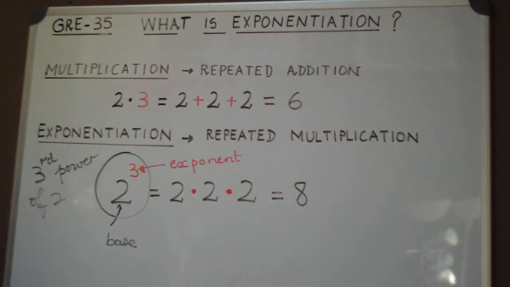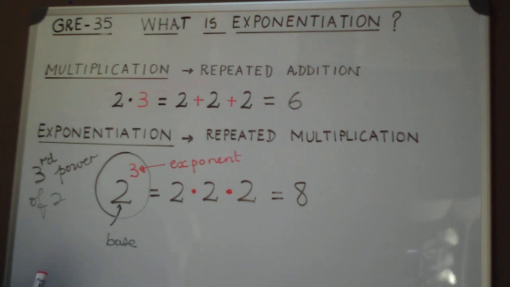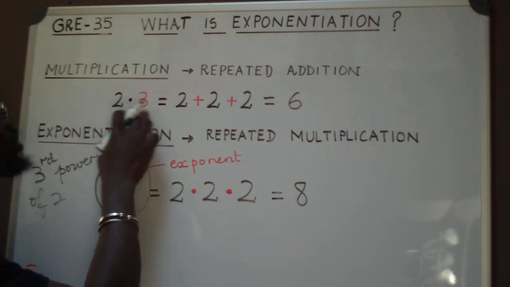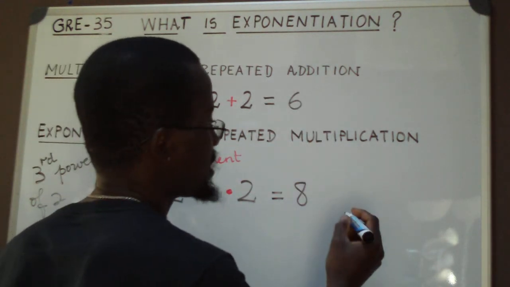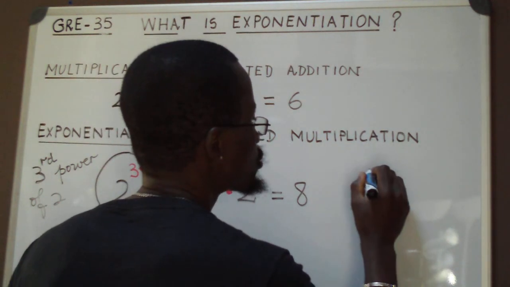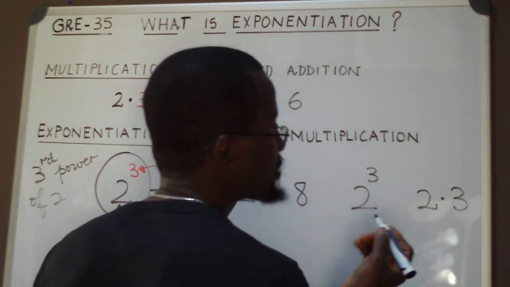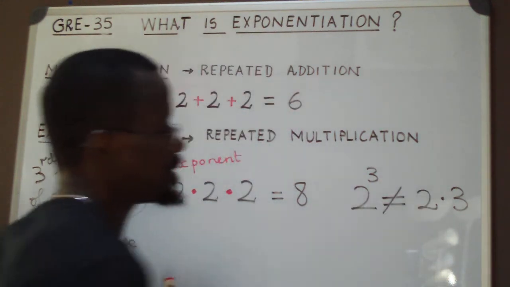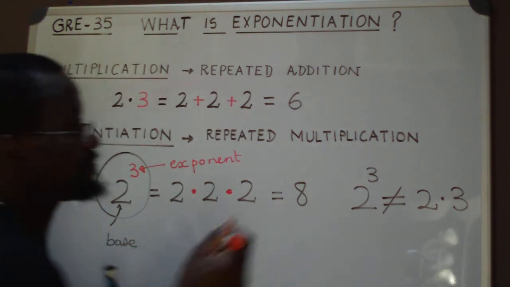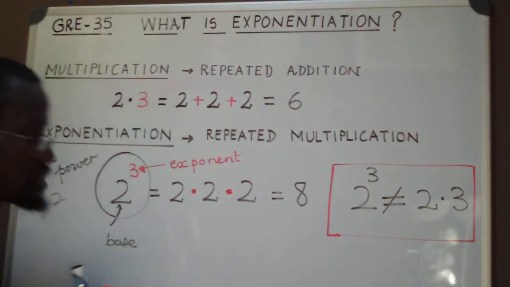So therefore, as you can see, exponentiation and multiplication do not always result in the same answers. So I'm going to say that 2 to the exponent 3 is different from 2 multiplied by 3. And to communicate this fact, I'm going to write that 2 to the exponent 3 is different from 2 multiplied by 3. The symbol for is different is the equal sign crossed in the middle. So here, be very careful, exponentiation and multiplication are two different operators.